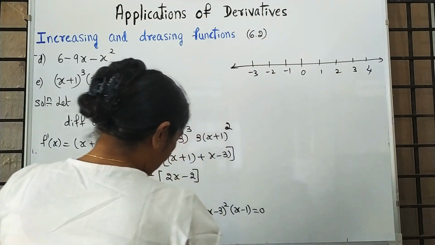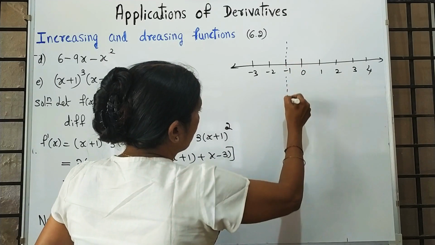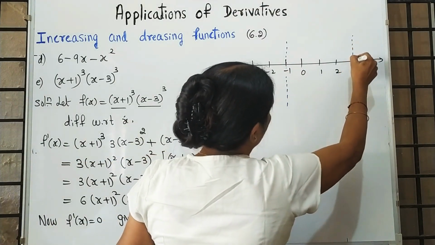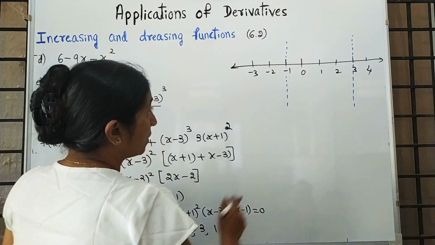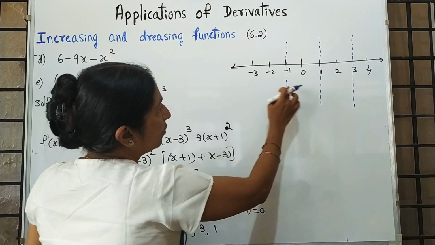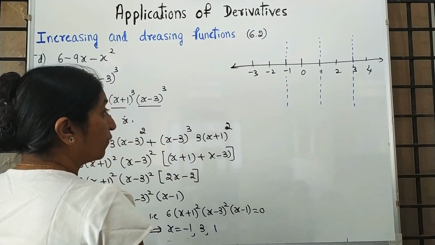First one is what? X is equal to minus 1. This is x is equal to minus 1. Then x is equal to 3. Next x is equal to 1. So 1, 2, 3, 4. The number line is divided into 4 parts.